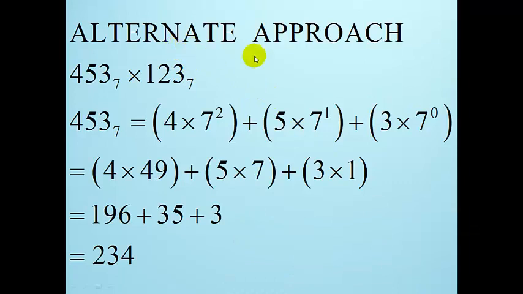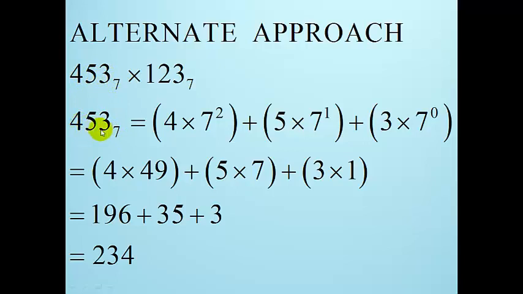Now let's look at the alternative approach. From the question, we are asked to find 4, 5, 3 base 7 times 1, 2, 3 base 7. So we need to convert 4, 5, 3 base 7 to base 10. Then we also convert 1, 2, 3 base 7 to base 10. Now, how do you convert 4, 5, 3 base 7 to base 10?